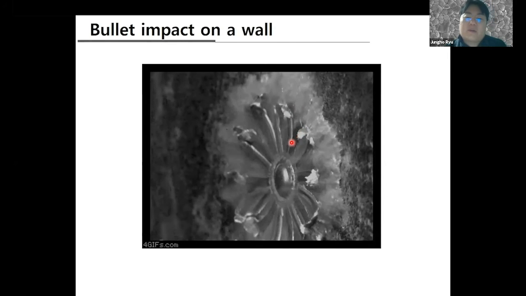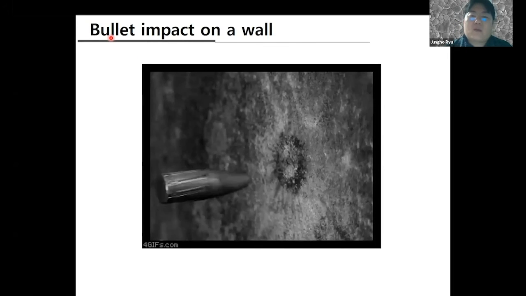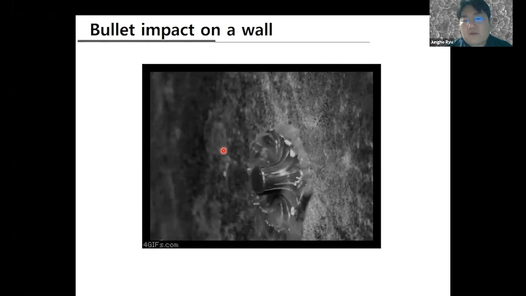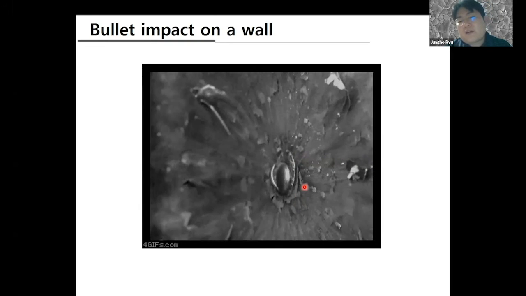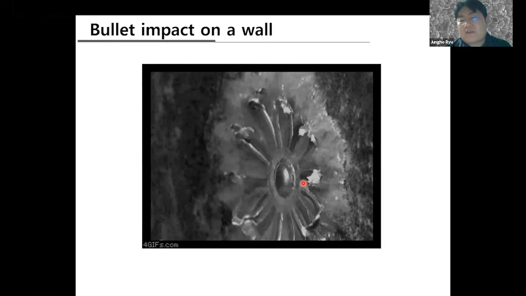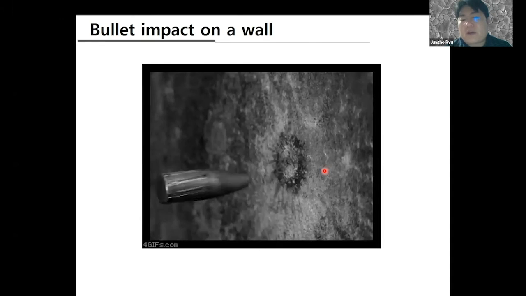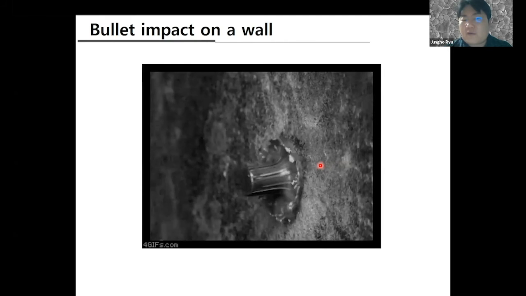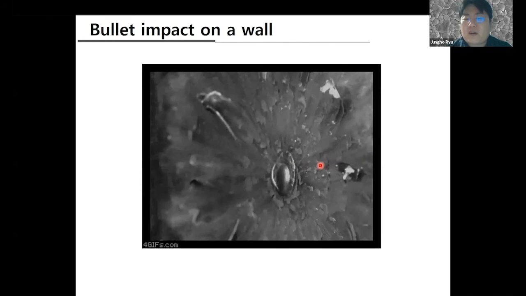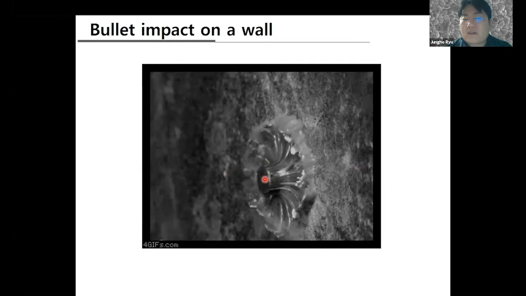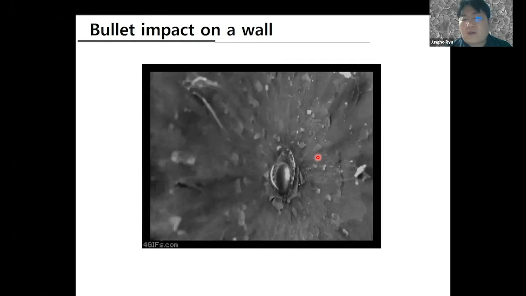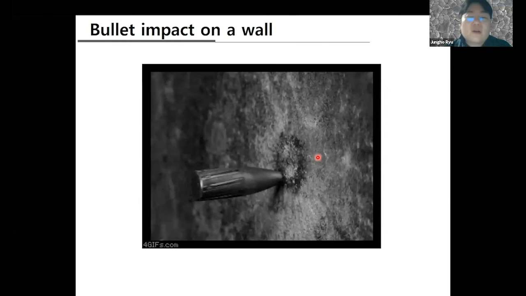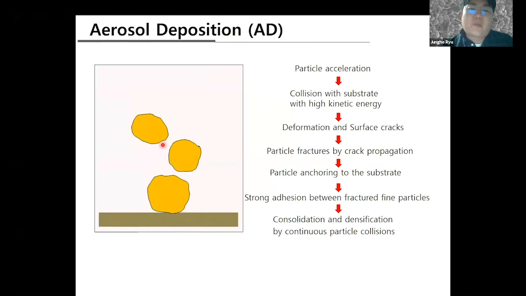So here is a similar phenomenon: a bullet impacting a wall, a very rigid concrete wall. The normal bullet speed is like Mach 2 or Mach 3. So you can see here, the bullet is metal. There is plastic deformation as well as fracturing. So big bullets become very small particles. Aerosol deposition is using a similar phenomenon. We are spraying ceramic particles and they hit the substrate, then the particles deform and fracture to nano size. So this is the schematic of the mechanism.